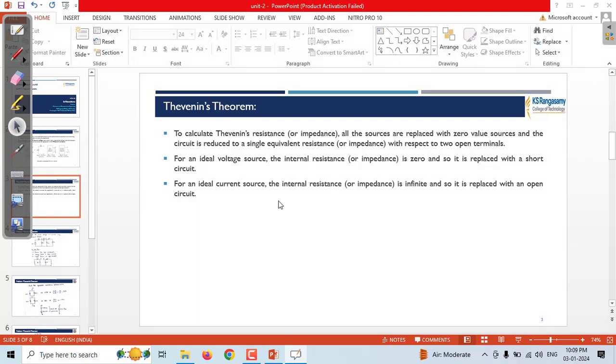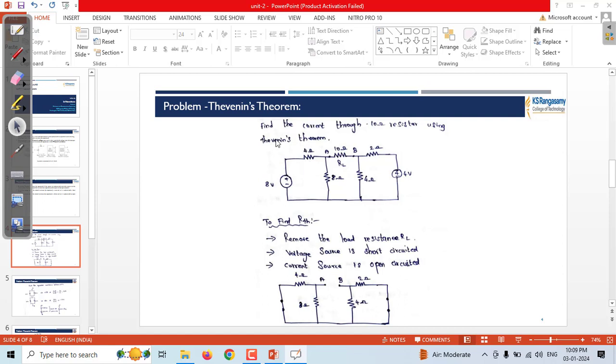Now we can see one problem on how to apply Thevenin's theorem. Calculate the unknown current by using Thevenin's theorem. The problem is: find the current through the 10 ohm resistance using Thevenin's theorem. If you see the circuit diagram, this is loop 1, this is loop 2 and this is loop 3. So we have three loops.